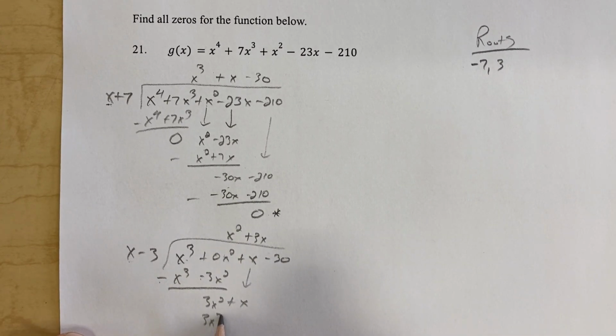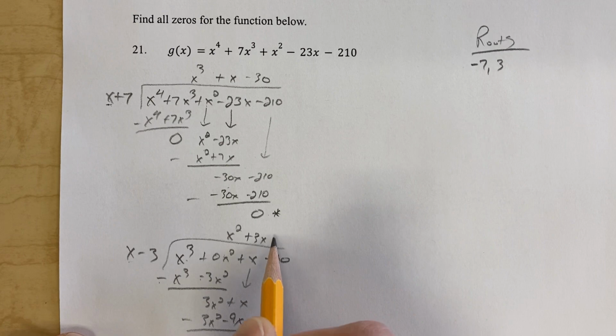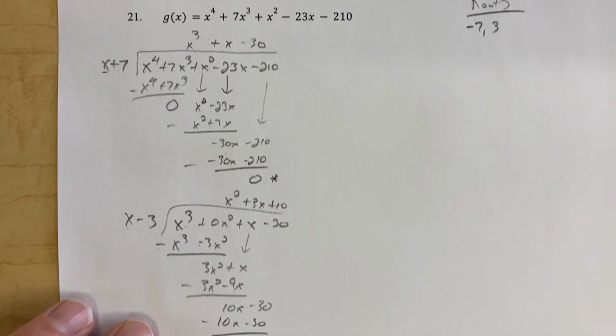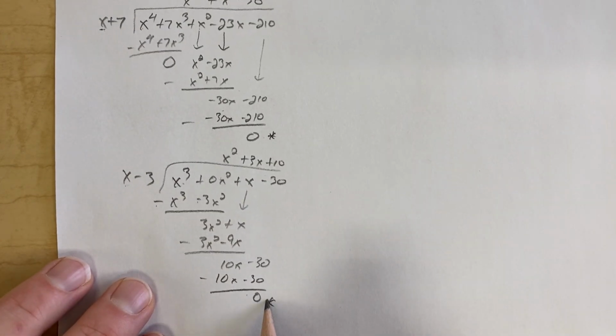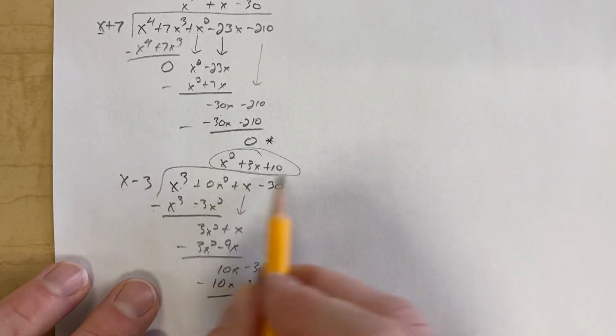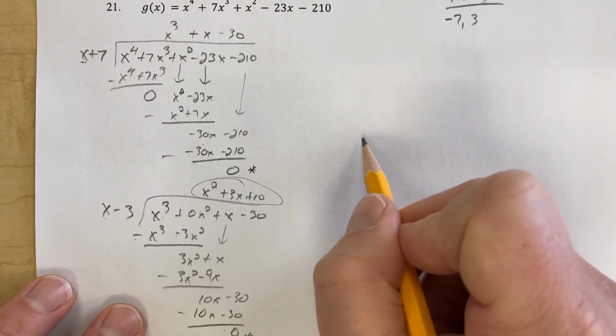So 3x squared minus 9x. When I subtract, that becomes 10x. Bring the negative 30 down. And then we're going to have a positive 10 there. And again, everything comes out to 0, which is great. That's what I want. Okay, so what I'm left with is this x squared plus 3x plus 10. This is where the two imaginary roots are located. So we're going to use the quadratic formula on that.